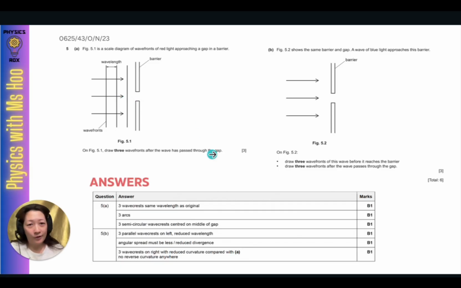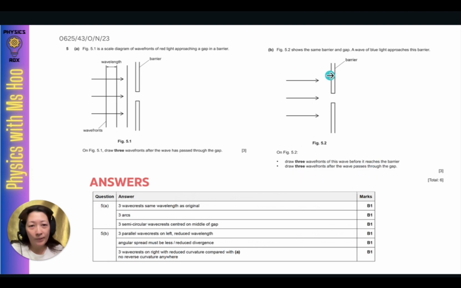But here's a tip for you. If the same question asks you to draw something 2 times, you can actually use the second diagram to help you figure out what you need to draw in both diagrams. As you can see in question B, figure 5.2 shows the same barrier and gap. A wave of blue light approaches this barrier. For this diagram, you need to draw the 3 wavefronts of this wave before it reaches the barrier and 3 wavefronts after the wave passes through the gap.